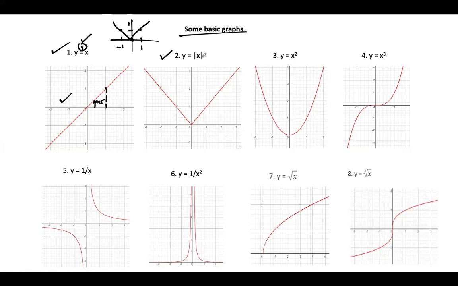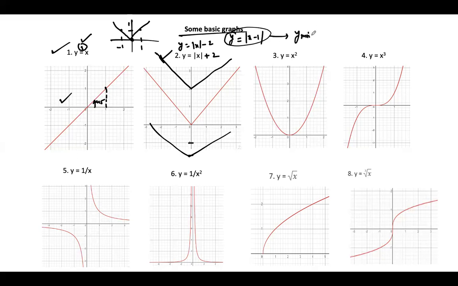If I were to draw, let's say, y is equal to mod x plus 2, how will I draw? 2 upward. If I were to draw mod of x minus 2, shift 2 downwards. If I were to draw y is equal to mod of x minus 1, shift to the right side. But let's say I want to find the minimum value of y.